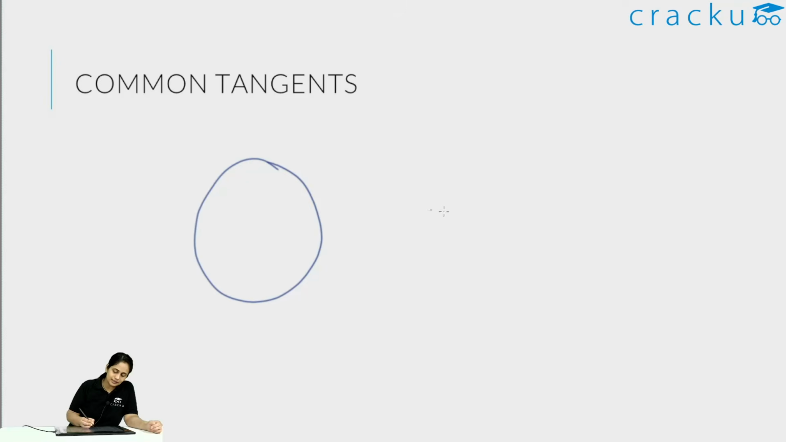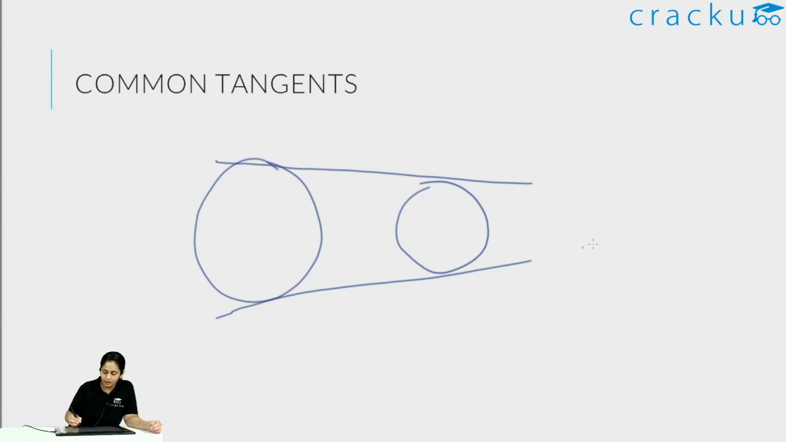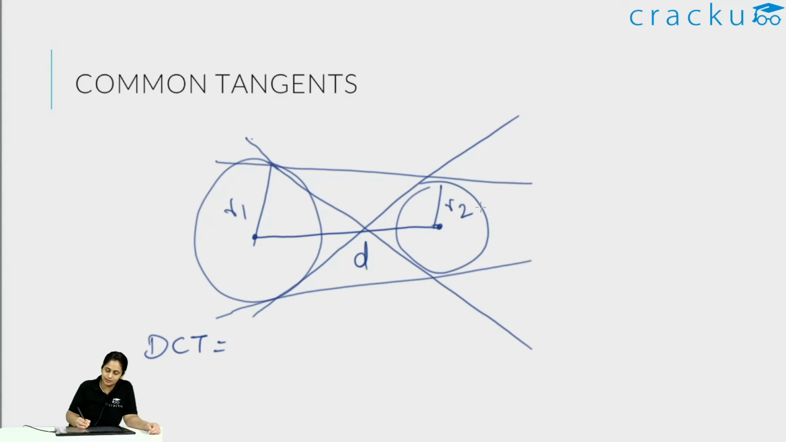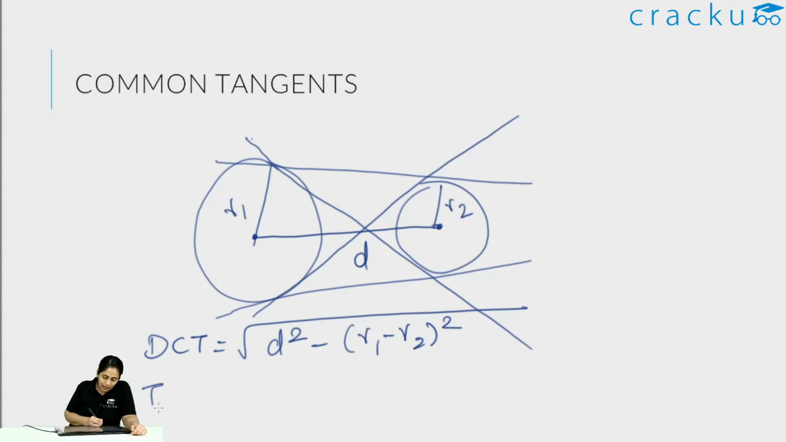There are 2 kinds of common tangents given any 2 circles. There are the direct common tangents which you can draw like this. They will be of equal length, and then there will be the transverse common tangents which you can draw crossing like this. Suppose the distance between the centers of the 2 circles is D, and this circle is R1, which is the bigger circle, and this circle is R2. Then the length of the direct common tangent is the square root of D square minus (R1 minus R2) the whole square. And for the transverse common tangent, this length is the square root of D square minus (R1 plus R2) the whole square.